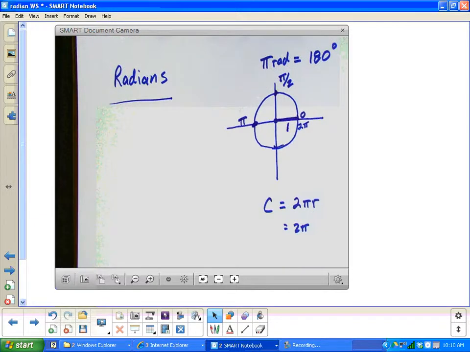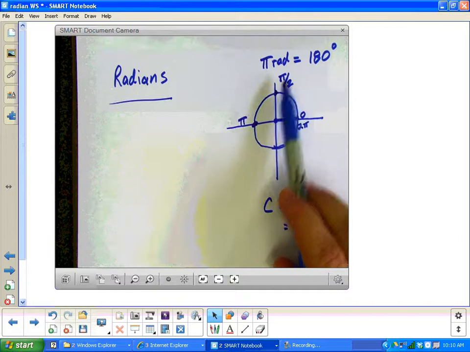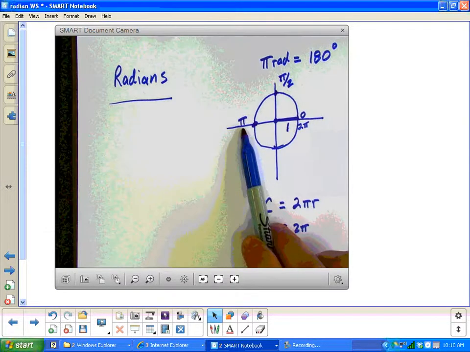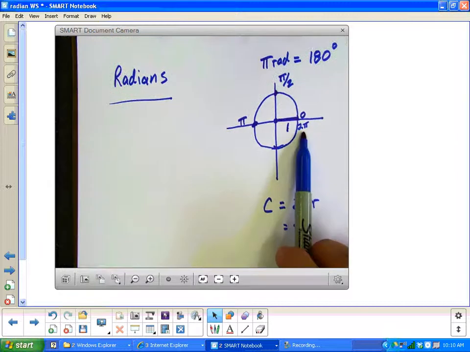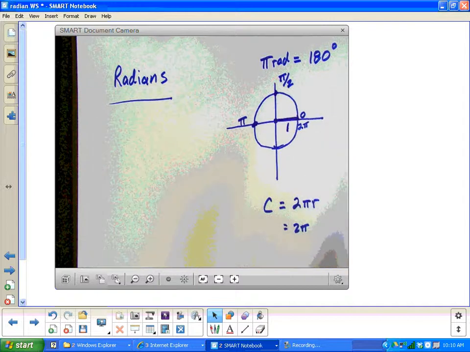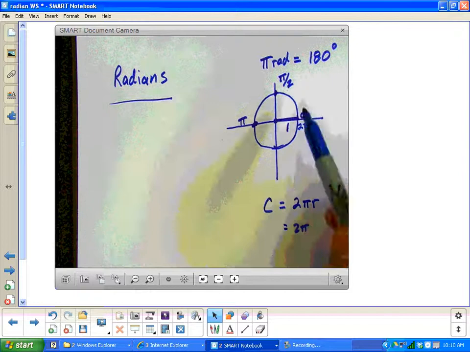What now? This? That's pi over 2. Okay. Pi. 2 pi. 0. Now, so let's think about this.